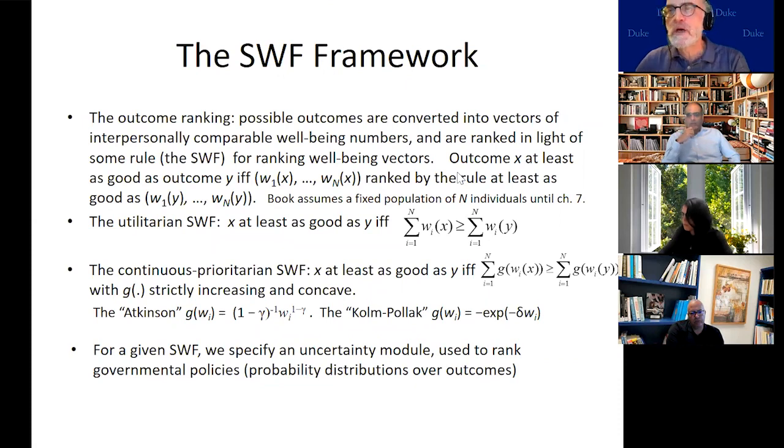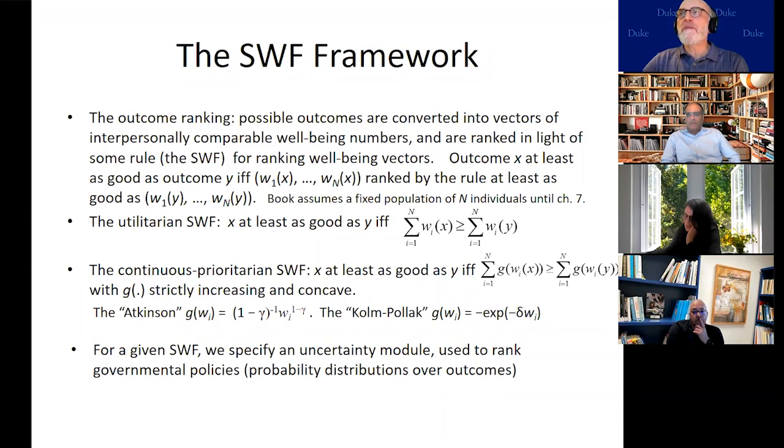For most of the book until chapter 7, I simplify things by assuming a fixed population of individuals. So there are N individuals, and a given outcome, a way that society might go in terms of individuals' incomes and longevity and health and public goods, all that kind of stuff, is expressed as a well-being pattern. That's the welfarism here. So a given outcome X, we have a well-being measure that converts that into a list of well-being numbers. So that's one critical component of the framework. Chapter 2 of the book talks in detail about how to do that.